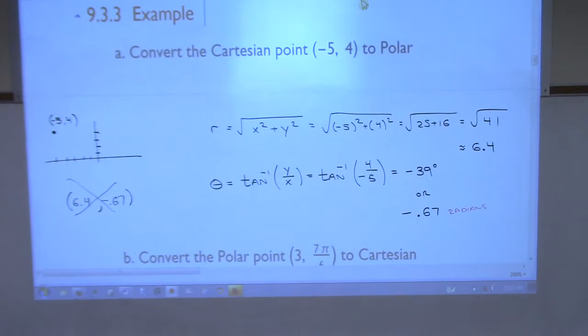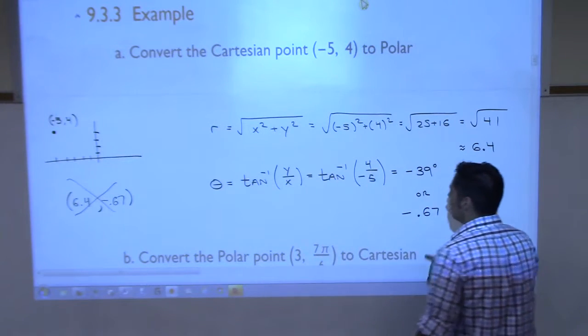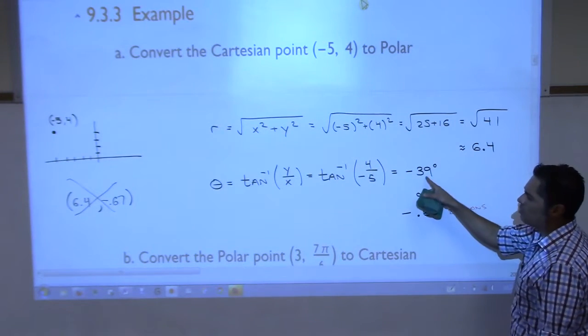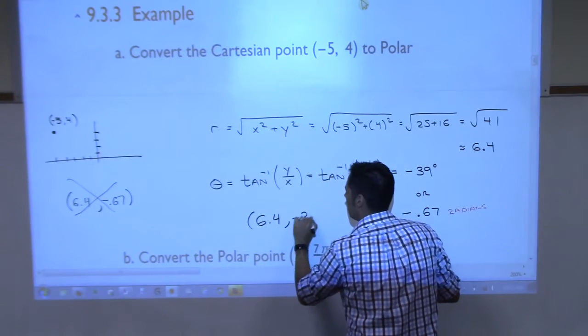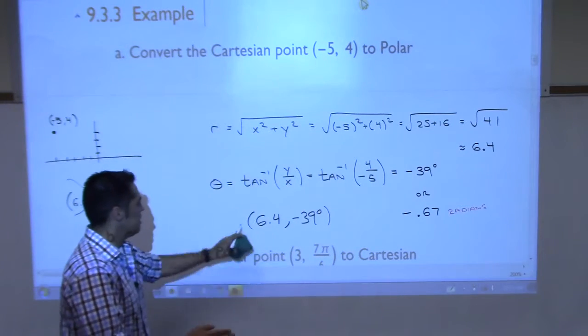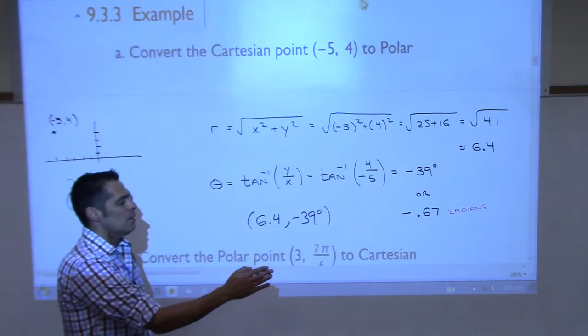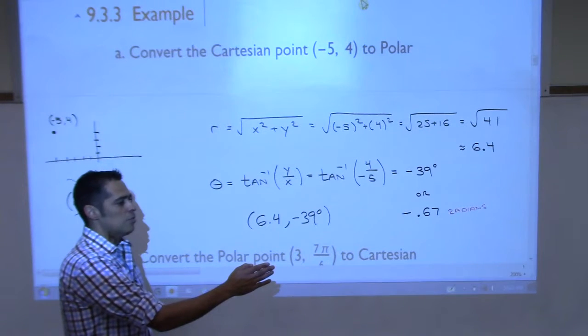Okay, so let's think about this. Remember what our instructions are. Let's look at the degree one because I think it's easier to see. 6.4, negative 39 degrees, right? I'm the robot, okay? I'm standing here. What is it telling me to do? Go 6.4 units forward at an angle of negative 39.